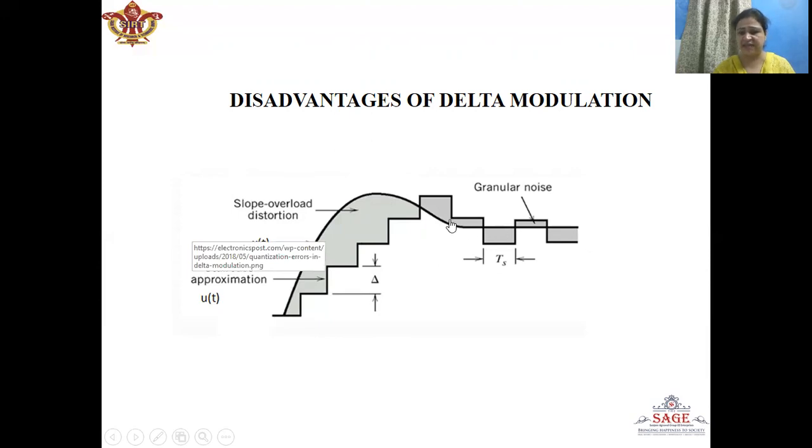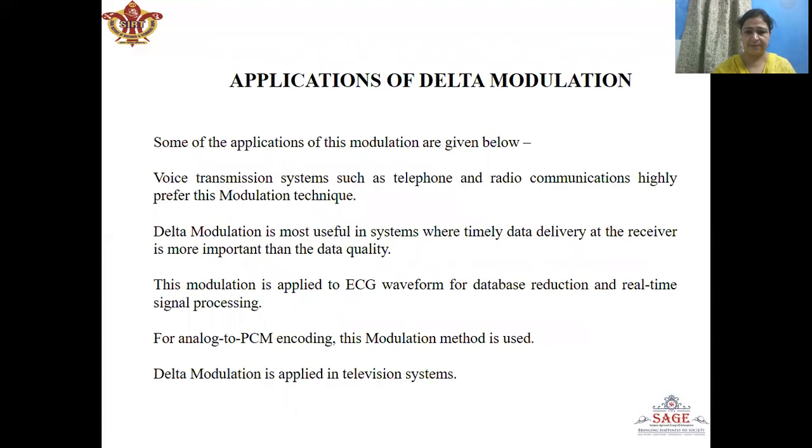Now, this effect is granular noise, where the message signal is almost constant. But since the staircase signal is higher than the message signal, it will be reduced by delta. Now, it will be delayed for amount TS. Now, since it is smaller than the message signal, it will be increased by plus delta. So in this case, there will always be a difference between the message signal and the staircase signal, which will give rise to the error known as granular noise.